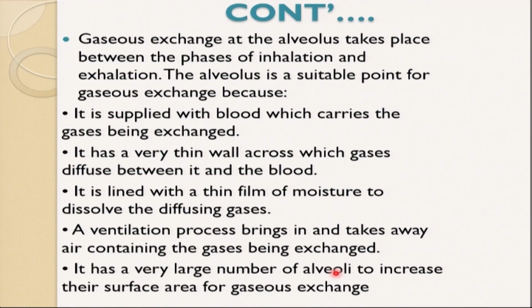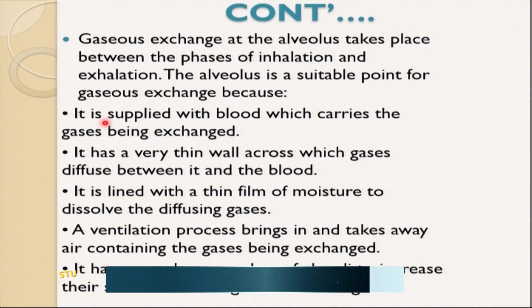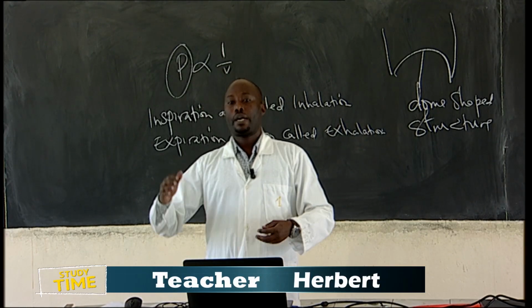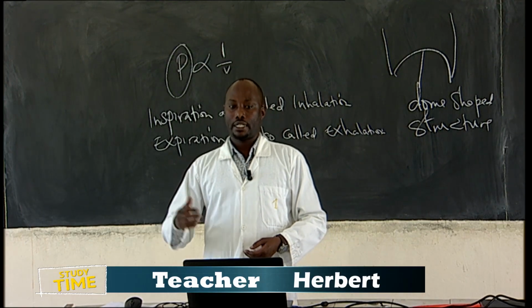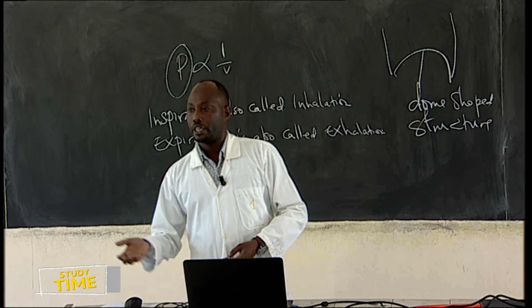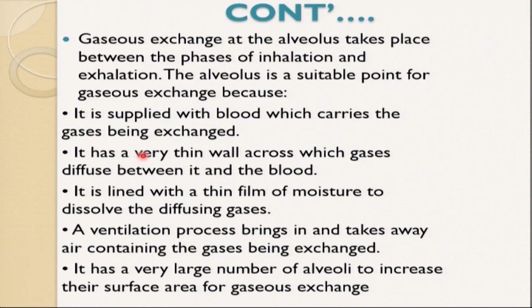Gaseous exchange at the alveolus takes place between the phases of inhalation and exhalation. The alveolus is a suitable point for gaseous exchange because of the following. Why do we say that the alveolus is suitable for gaseous exchange? Number one, it is supplied with blood, which carries the gases being exchanged, oxygenated and deoxygenated. The walls are very thin for easy diffusion, across which gases can diffuse between the alveolus and the blood.